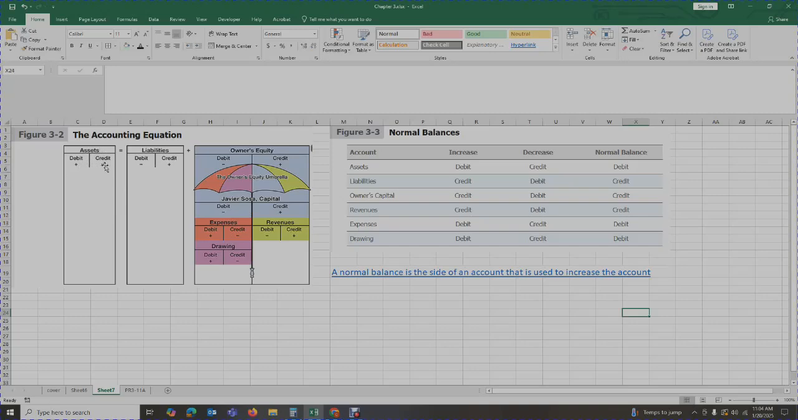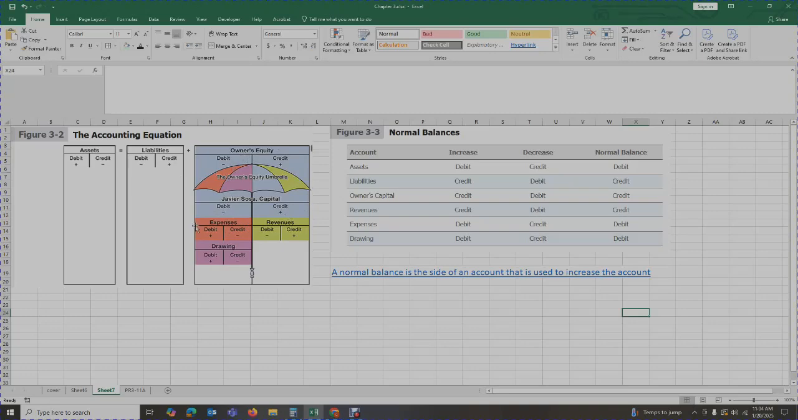Okay, so let's look at liabilities. For example, we've got accounts payable. If your accounts payable increases, you credit it. If your accounts payable decreases, then you debit. Okay, the same thing on the owner's equity section. You just have to identify what kind of account it is.